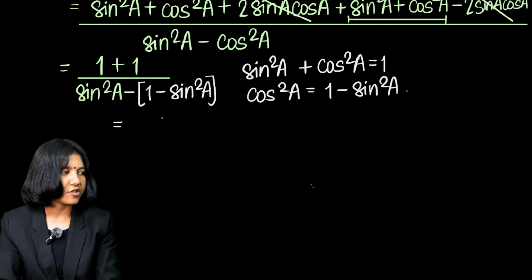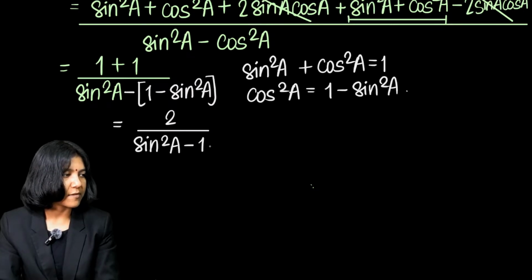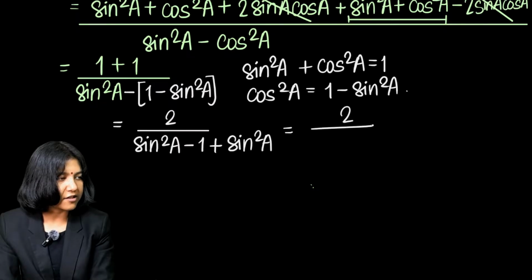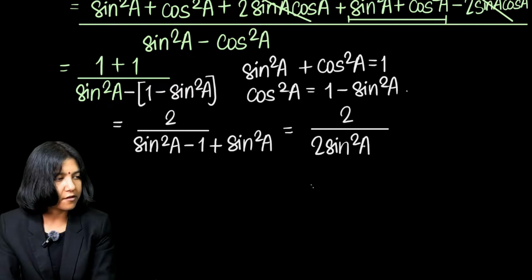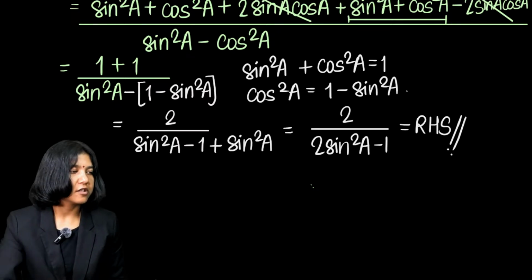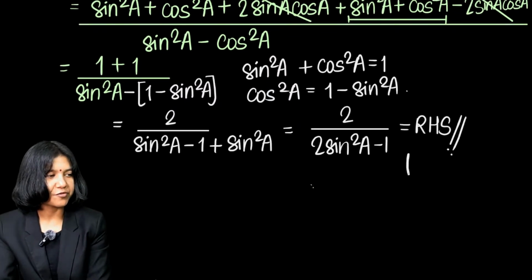Alright, so at the numerator all I have is 1 plus 1, which is equal to 2. And then at the bottom all I have is sine square A minus 1 minus minus plus sine square A. I got 2 sine square A at the bottom, so I can write that as 2 sine square A minus 1. Thereby, that is what my RHS should be. That is what my question told me to prove, 2 sine square A minus 1. Hence proved.